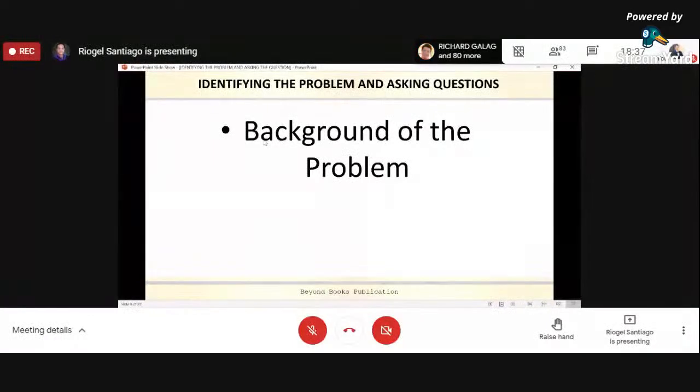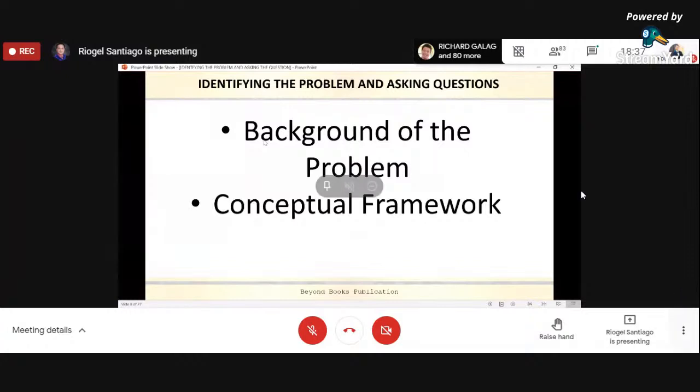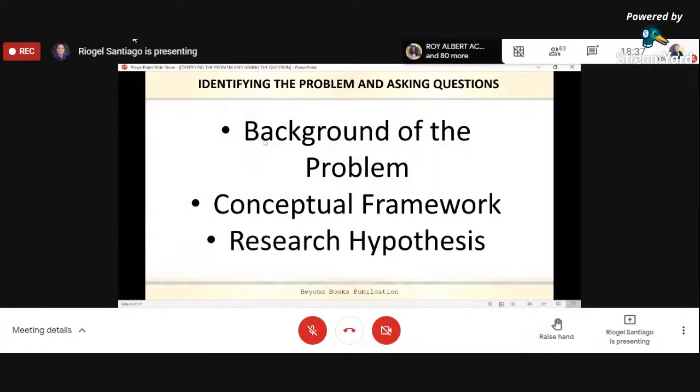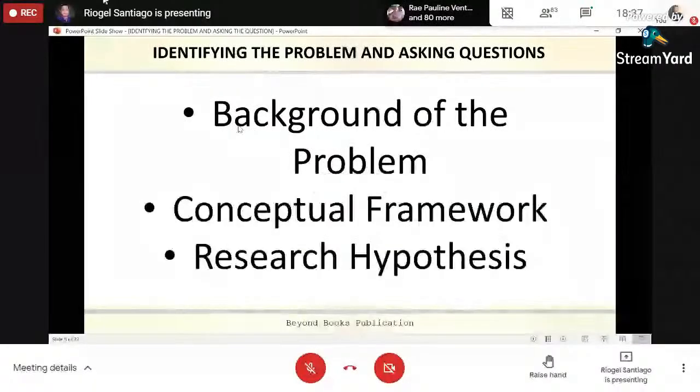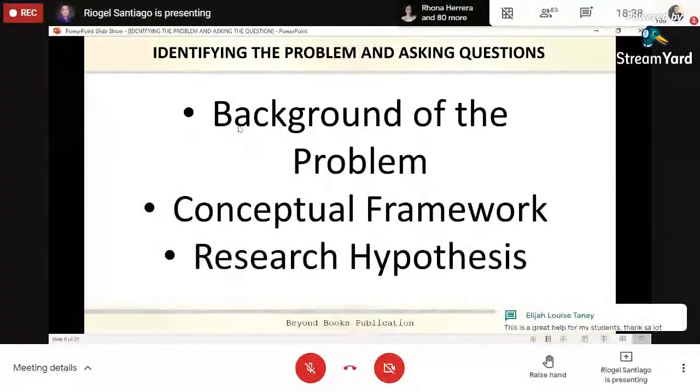I will discuss to you the background of the problem, conceptual framework, as well as research hypothesis. Remember yung sinabi ni Doc Leonilo dun sa first session natin last week, no? We are not competing with DepEd. Hindi po tayo nakikipagkompetensya sa DepEd. Pero itong initiative na ito ng Beyond Books Publishing ay ginagawa natin upang maging supplemental sa DepEd.